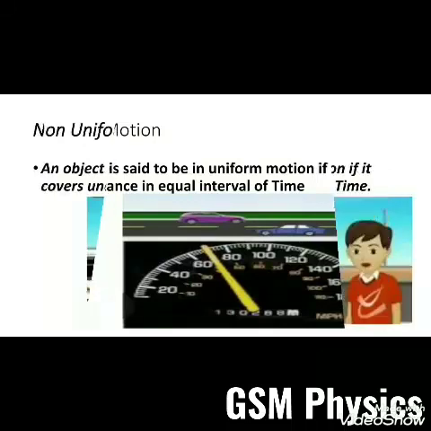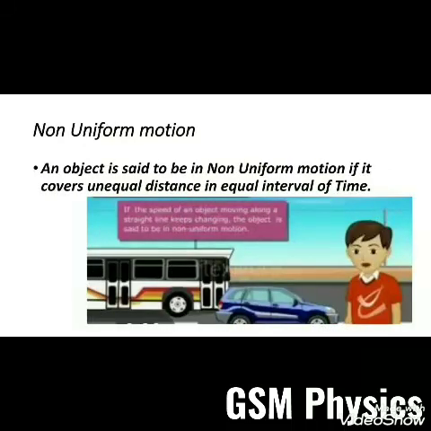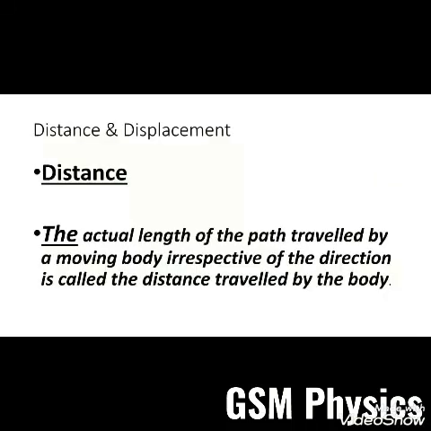Non-uniform motion. An object is said to be in non-uniform motion if it covers an unequal distance in an equal interval of time. There are examples of non-uniform motion. Look at the picture. It's a non-uniform motion. Next, we're going to see distance and displacement.